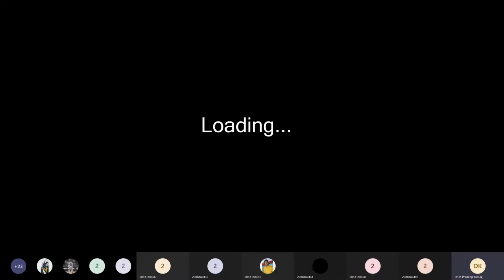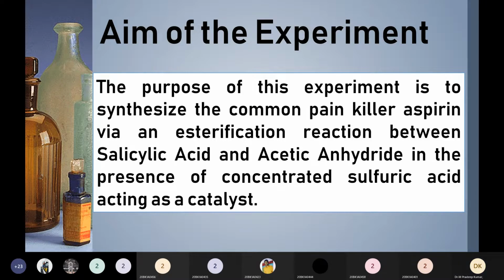The purpose of this experiment is to synthesize the common painkiller, or pain reliever, aspirin, via an esterification reaction between salicylic acid and acetic anhydride. Salicylic acid and acetic anhydride are the reactants, in the presence of concentrated sulfuric acid acting as a catalyst.